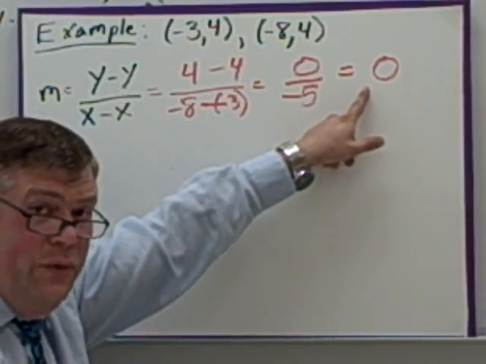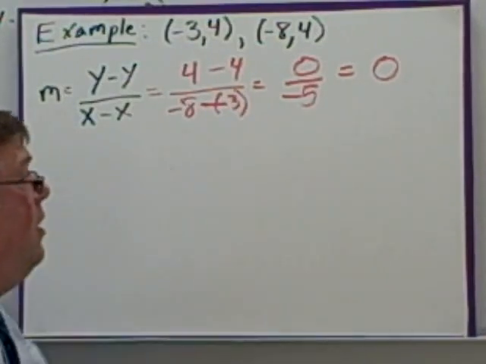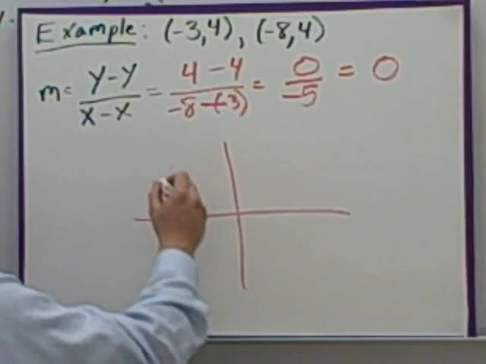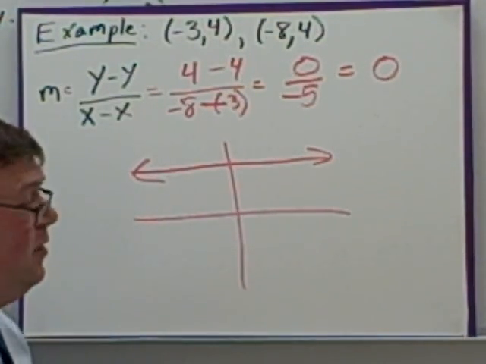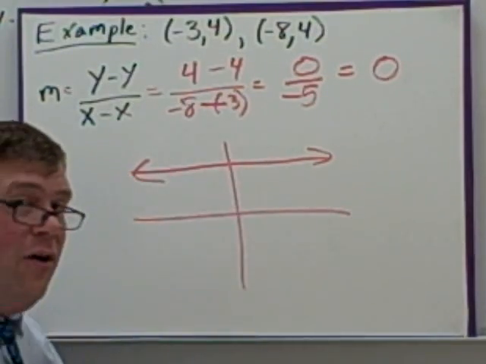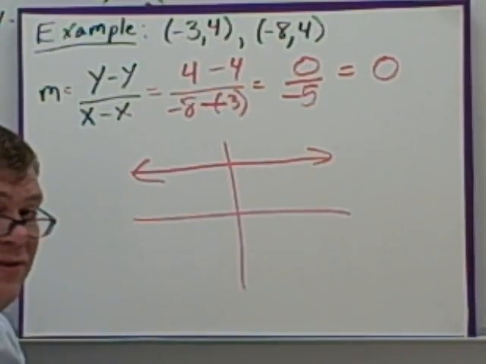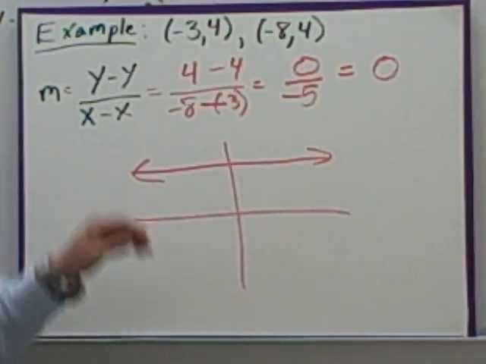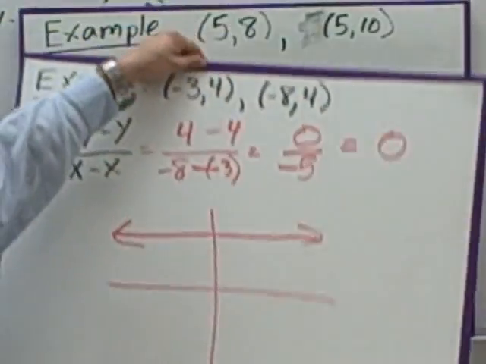Don't confuse 0 for the slope as being no slope. A 0 slope means that the graph of this line is going to be a horizontal line. It's going to be a perfectly horizontal line. All horizontal lines have a slope of 0. It's not the same as saying no slope. Slope of 0 is not the same as saying no slope. It is an actual value, and that slope is 0.